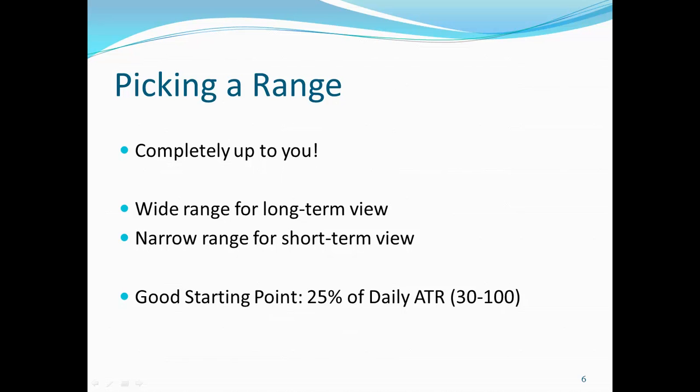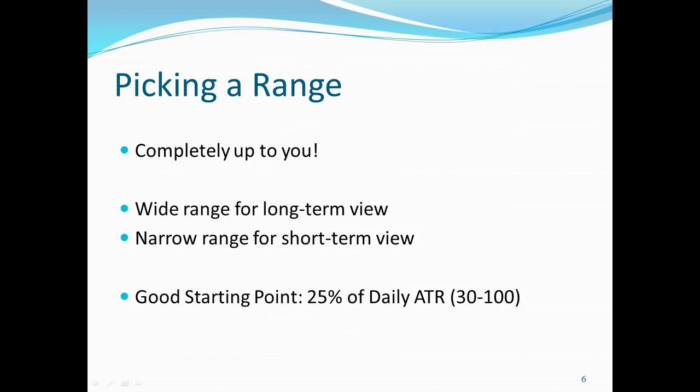How detailed do you want this analysis to be? So for a wide range, that's going to be a longer term view. If I want to know where key support and resistance are in the next 3 to 6 months, I want to use a fairly wide range. However, if I need to know where the market's going to go and where key support and resistance are in the next 5 minutes or 50 minutes, I need to use a narrower range, a smaller range for a short-term view.